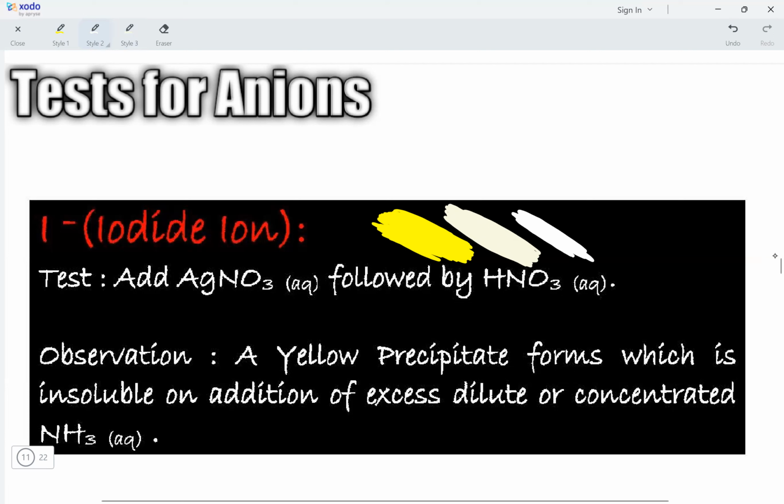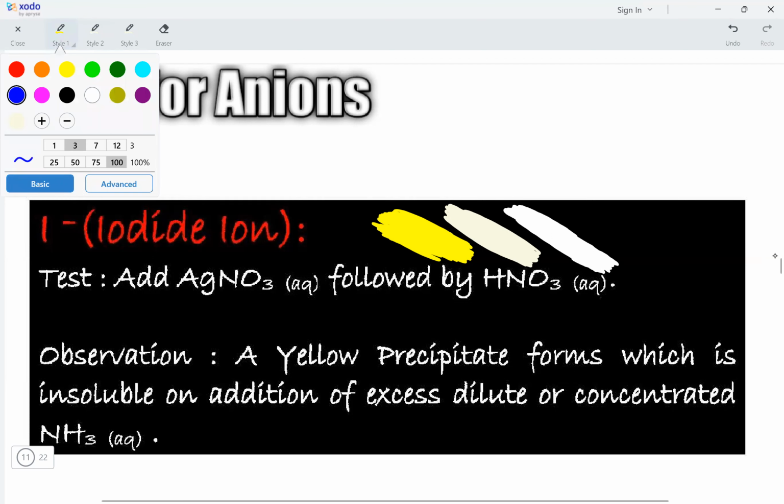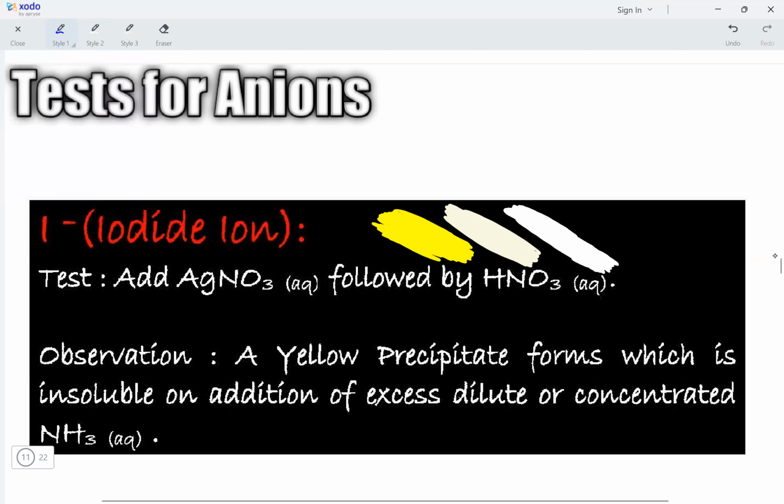So here, clearly you can distinguish between the three colors of the precipitates, and I've shaded these as close to the original colors that you obtain in your tests, right? So let's label these. The first one, the yellow color is iodide ions, the cream color is bromide ions, and the white color is for chloride ions.